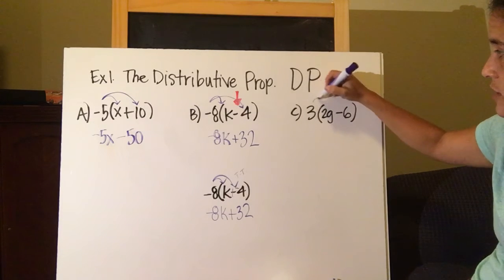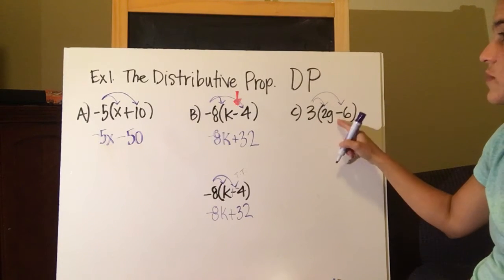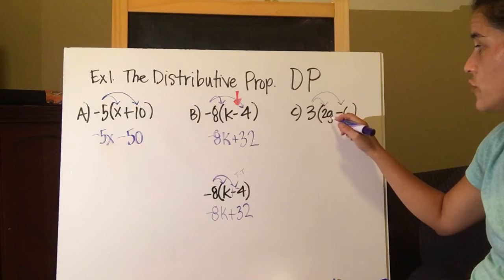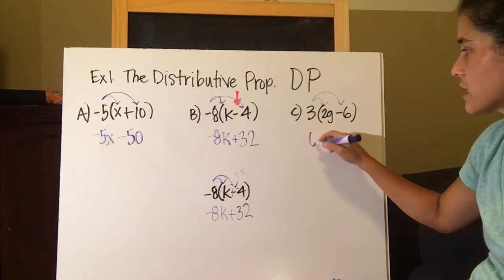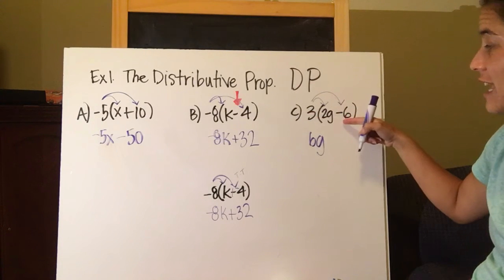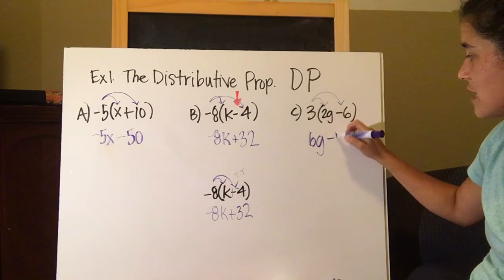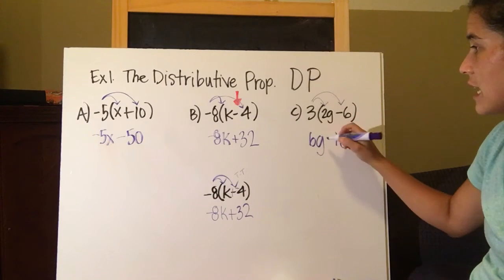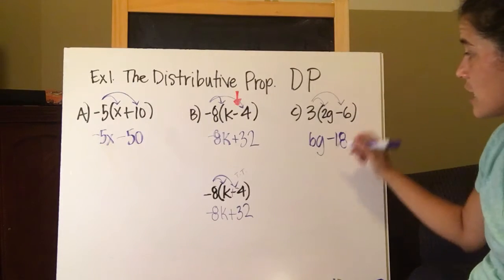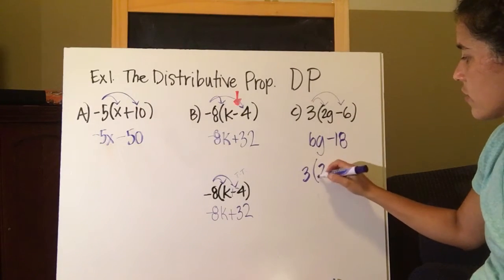C, I'm going to distribute. In this one I have a difference. 3 times 2g, so 3 times 2 is 6, so 6g. 3 times -6 is -18. Now again, if the subtraction sign, if you need to touch twice, then it would be 3.